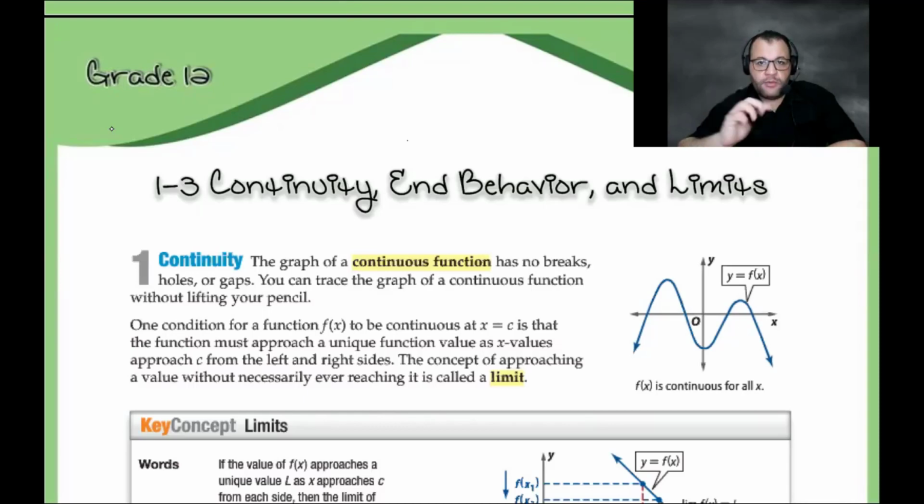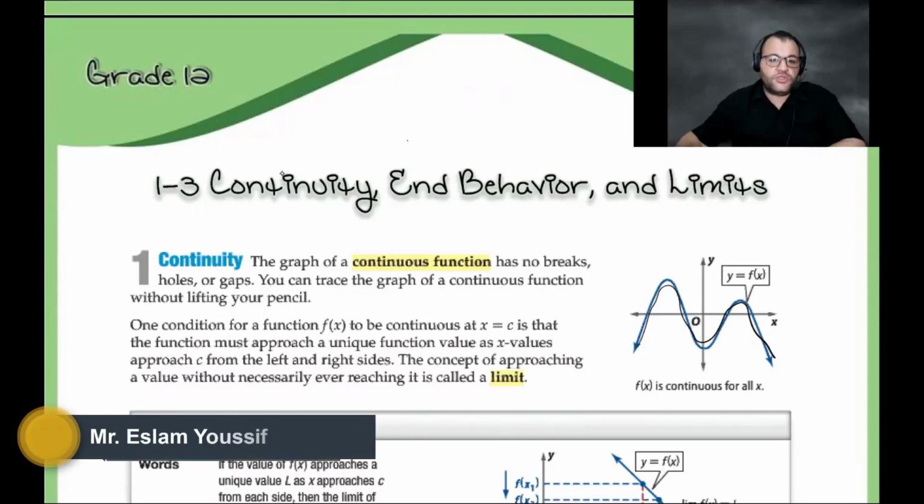So we have two types of graphs. The first one that we have here, we have the function as you see now. We graph the function without removing the pen. It means this function is a continuous function. So how do we know that the function is continuous or discontinuous without using the graph?